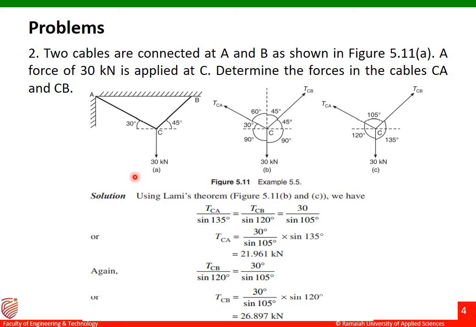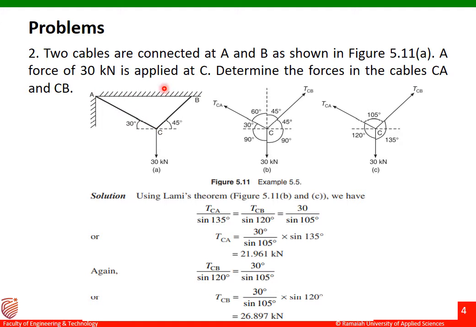Problem number 2. Two cables are connected at A and B as shown in figure 5.11a. A force of 30 kilonewton is applied at C. Determine the forces in the cables CA and CB. In the exam only this figure will be given to you, figure 5.11a. We have to find out the forces in cables CA and CB. So this is CA and then CB.